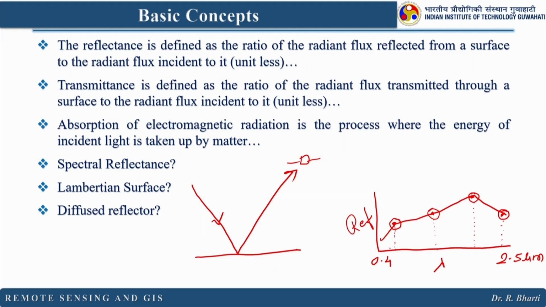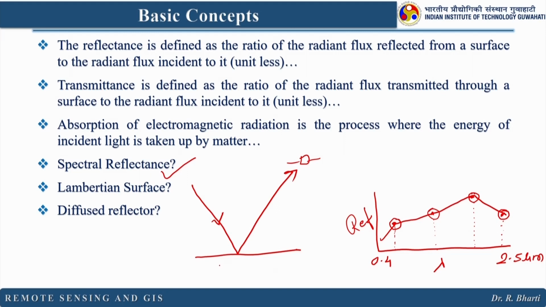So if you are measuring this reflected energy across the wavelength in different segments, then it is known as spectral reflectance. If you have only a single value, then you say it is reflectance. But if you measure across the wavelength, maybe in 5 points or maybe in 10 points, that depends on your satellite data. The next one is the Lambertian surface.